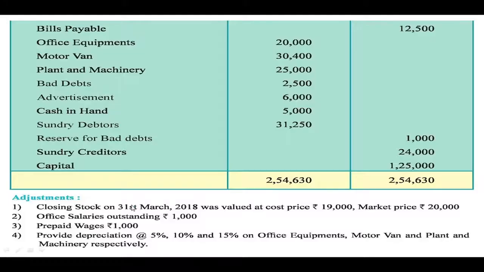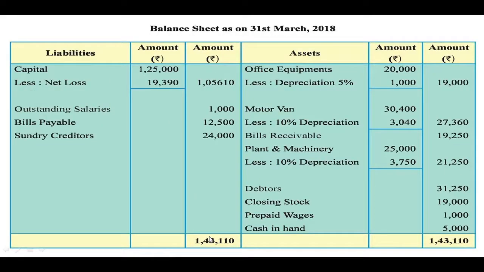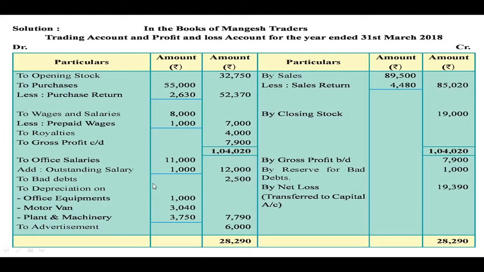Then next, 10% depreciation on motor van. Now the cost of the motor van is 30,400. From that, 10% depreciation, 3,040, we have to subtract, and in the outer column we have to write the net amount. This is one effect. For this, the second effect is given in the profit and loss account. So here you can see motor van depreciation 3,040 is recorded.